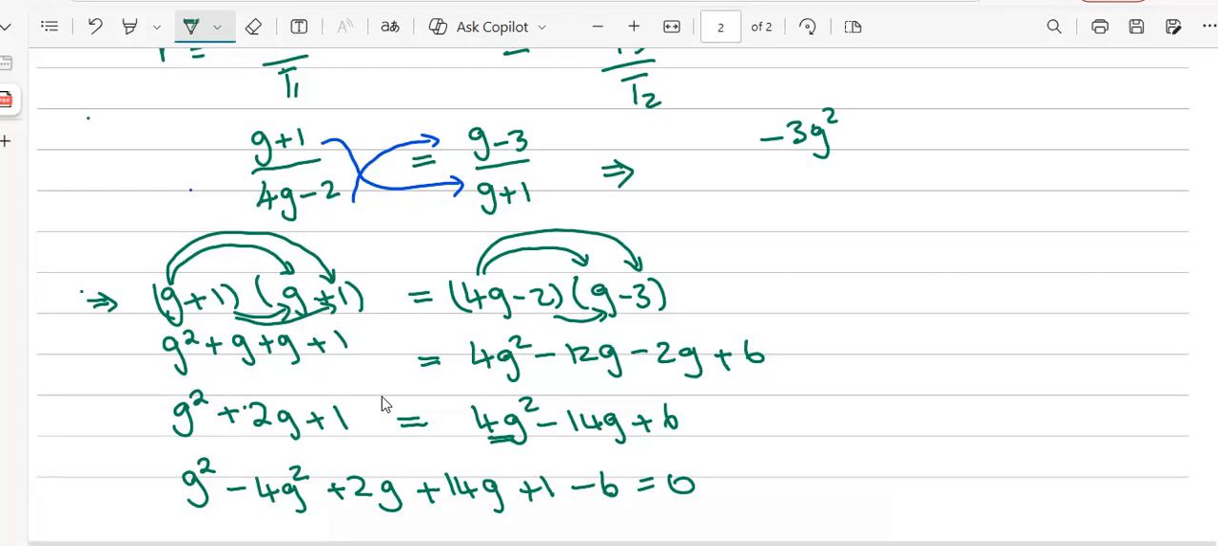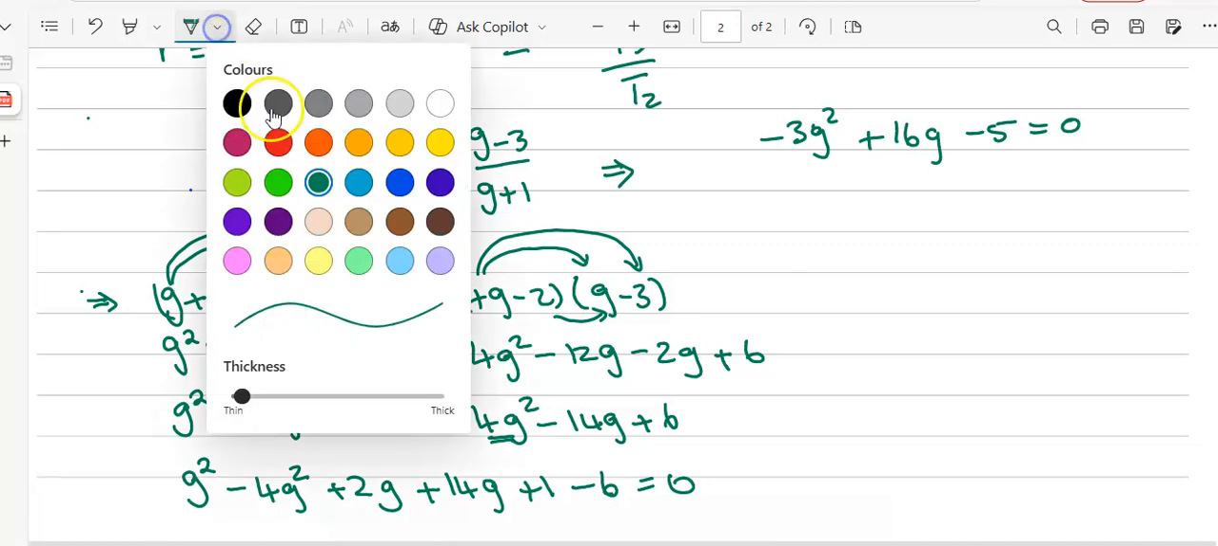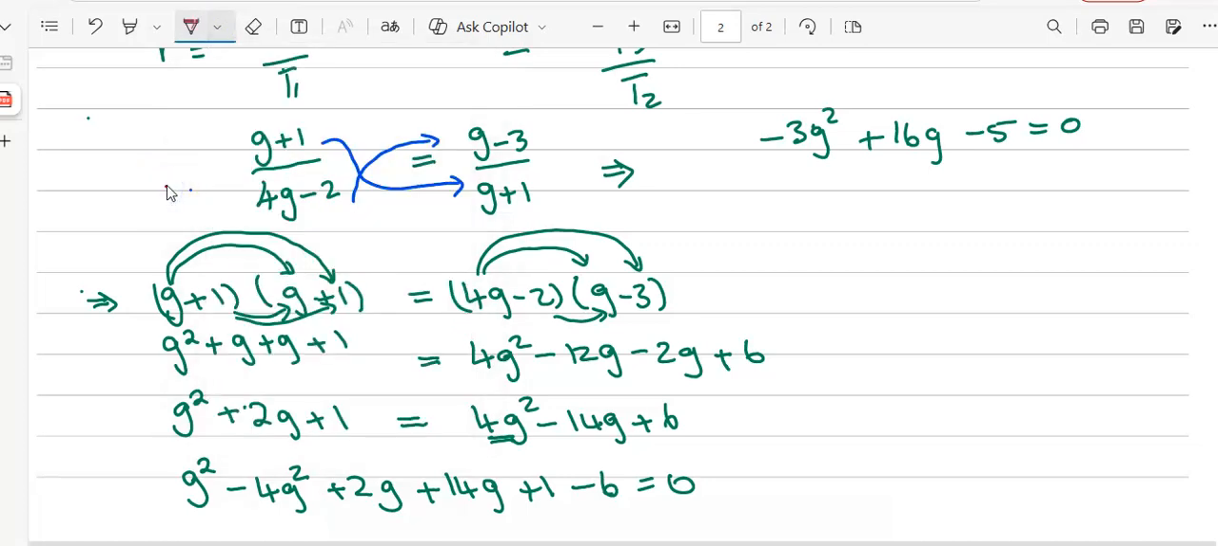Okay, so now this will be positive 16g. Then we have 1 minus 5 is minus 5. Equate this to 0. So now what I'm going to do, I need to put this in a quadratic form. When I say put it in a quadratic form, this is the form that I need you to put it in: an squared plus bn plus c.